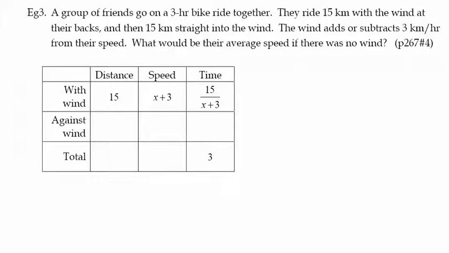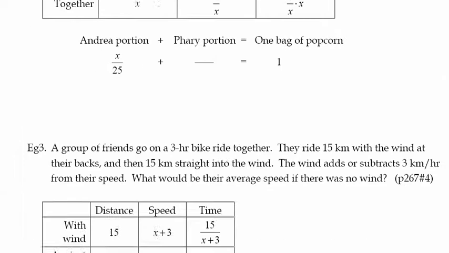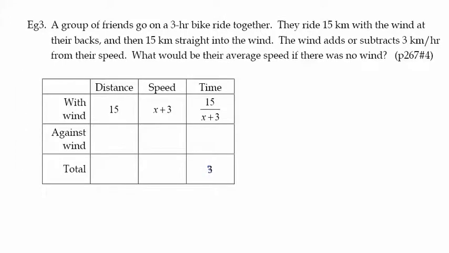So if I'm to set up a table with distance, speed, and time, we have the total time required in this case. It is 3 hours. Then you ride the 15 kilometers with the wind blowing from behind. So they're going to go a little bit faster because the wind is to help them out a little bit. And then 15 kilometers straight into the wind. So they're going to go against the wind when they return.